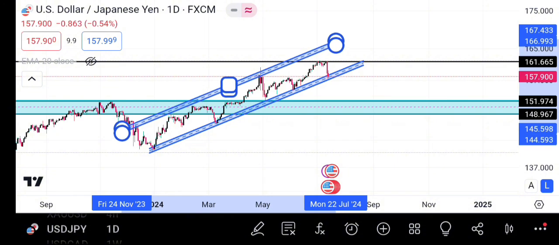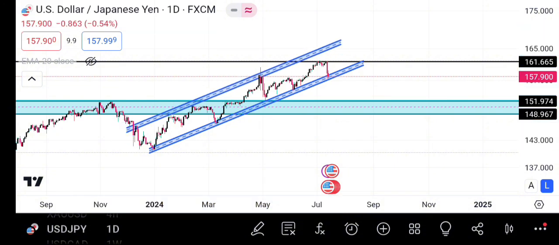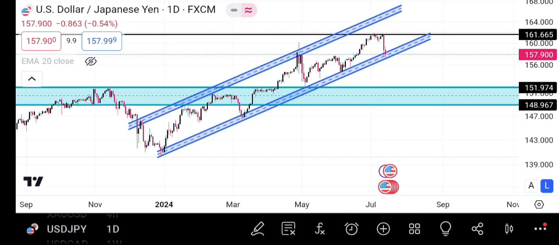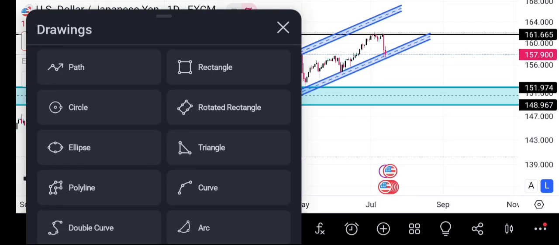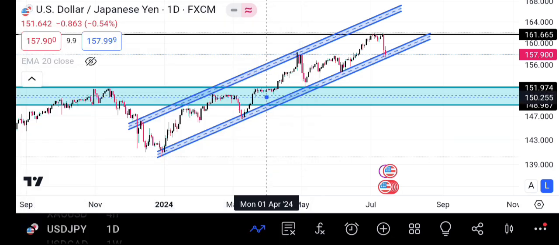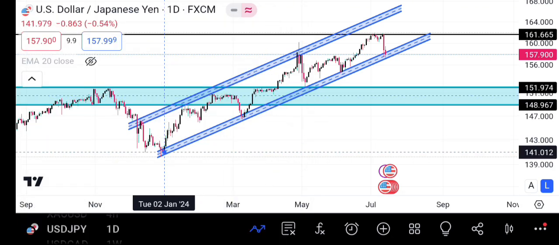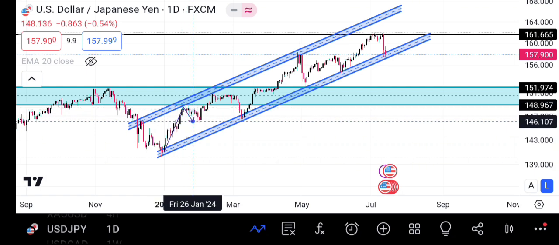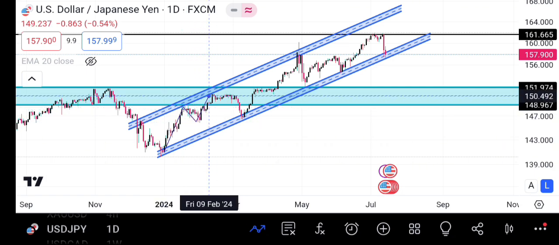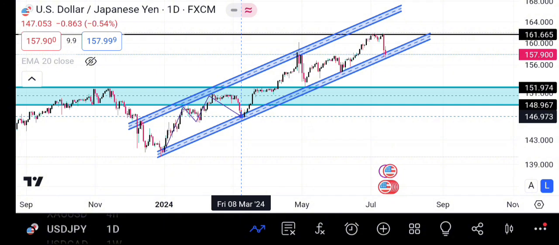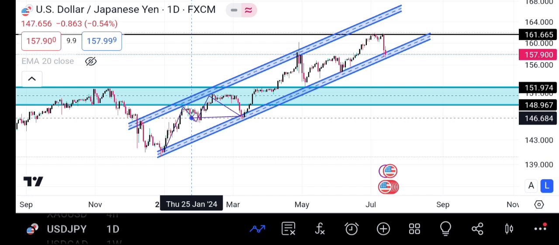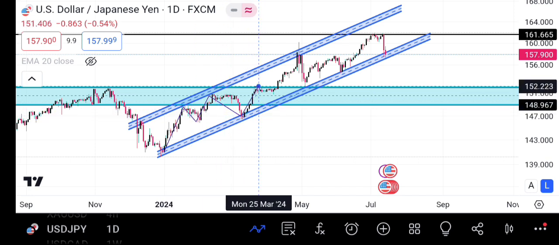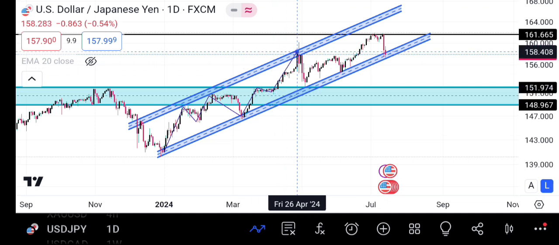Let me do this. I want to see everything properly. As I was saying, firstly we have to trace where the price came from. Lower low, higher high, lower high, higher high, lower low. It's a lower high. Why am I saying it's a lower high? Because this high is higher than this high. So yeah, it's a lower high, higher high, lower high, higher high.